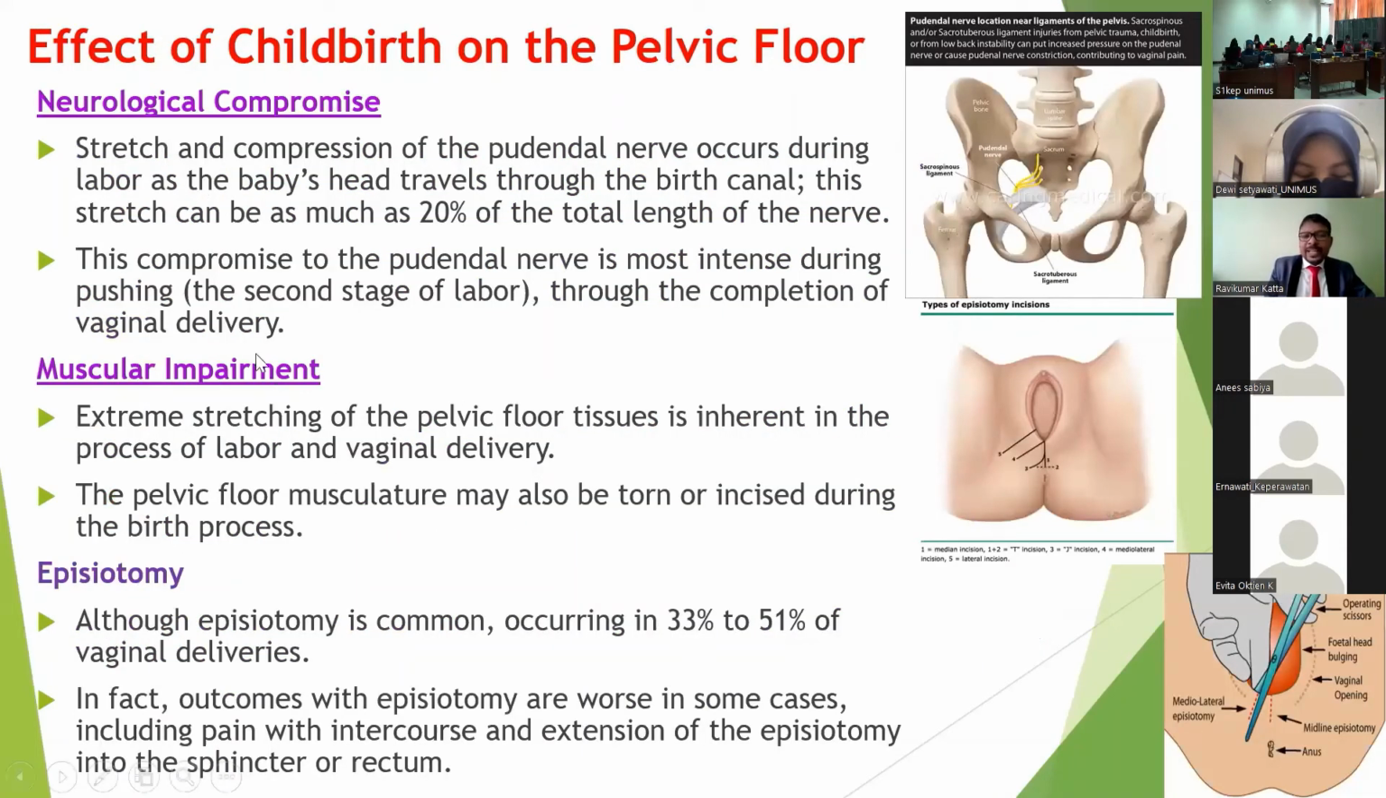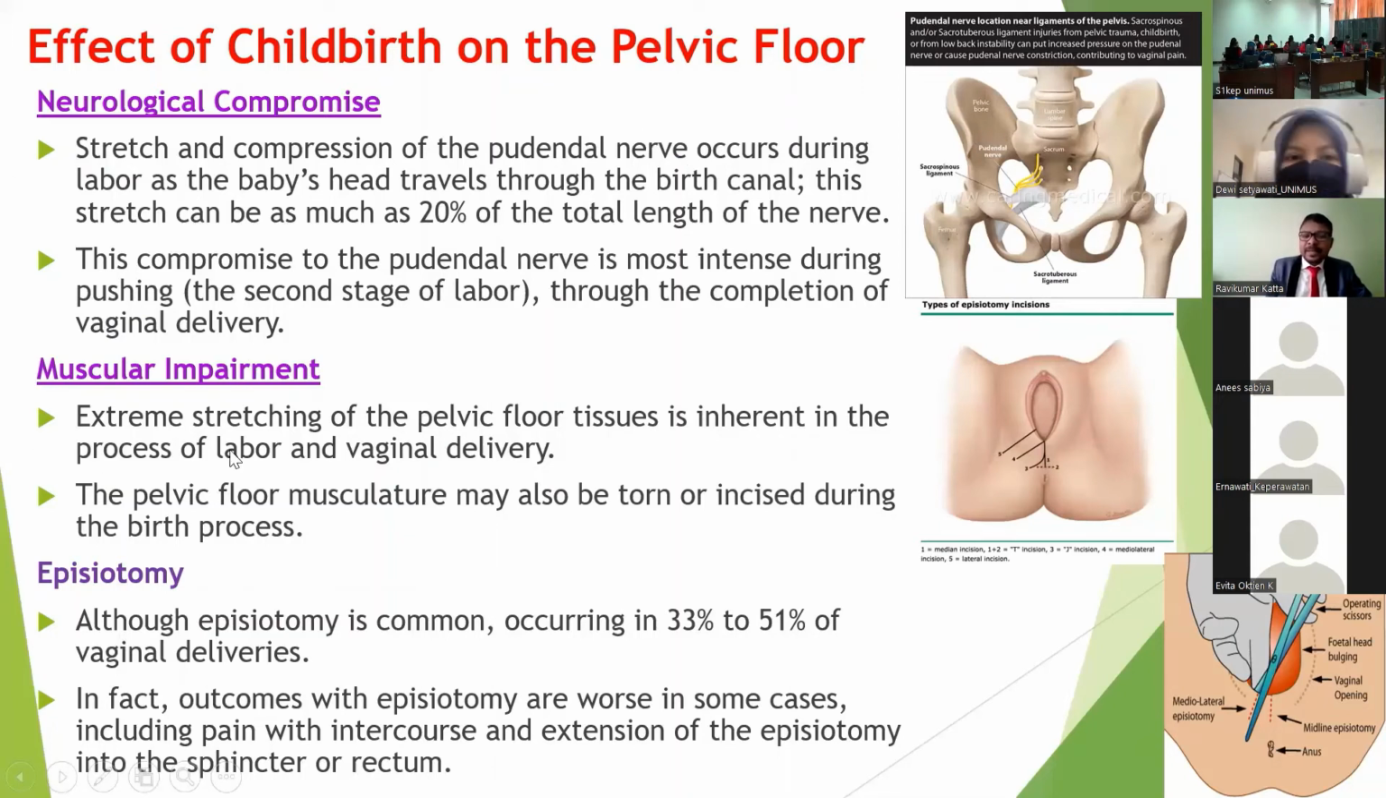And what are the effects during pregnancy? These are the effects especially of childbirth on the pelvic floor. Majorly there is neurological compromise, such as of the pudendal nerves. The pudendal nerve mainly supplies the surrounding muscles, and it may get overstretched. Because of this overstretch, it may give discomfort, pain, tingling, and numbness in the perineal and pelvic region.